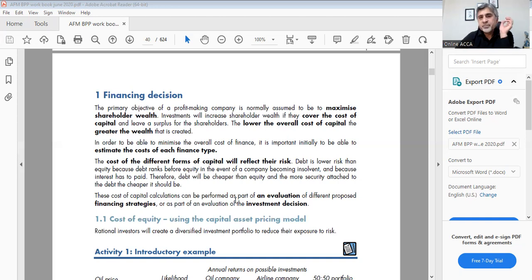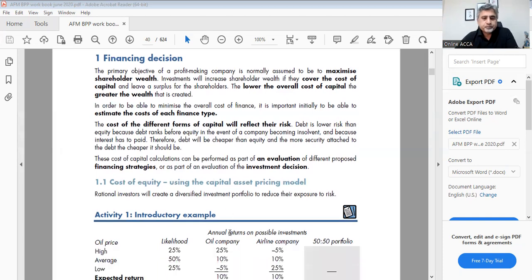In this chapter, we are focusing more on financing decisions. The source of finance, equity finance, debt finance, and then, of course, there is a cost of equity finance, which we call cost of equity. And then there is a cost of debt finance, which we call cost of debt. And when there is a mixture of these two, then we call it weighted average cost of capital, which means the average of cost of debt and cost of equity.